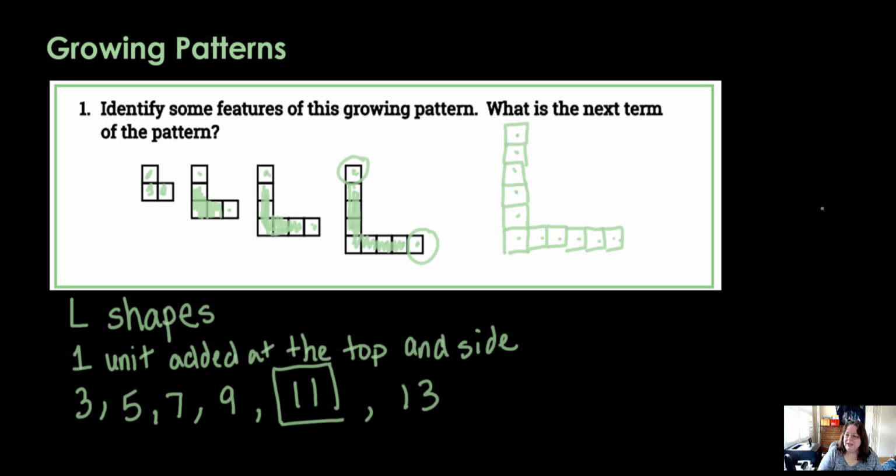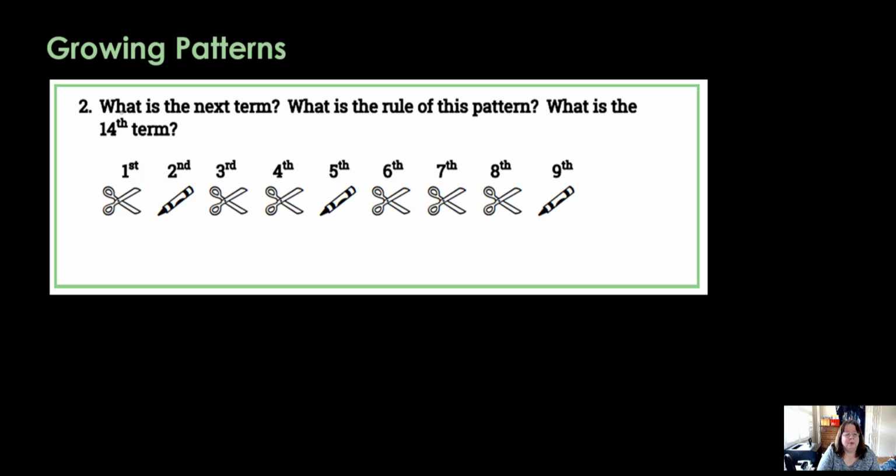All right, let's look at the next one. Okay, number 2. What is the next term? What is the rule of this pattern? What is the 14th term? Okay, they're asking us 3 questions. But before I try to answer these questions, I'm going to study this pattern a little bit. And I'm going to kind of think aloud as I do that.